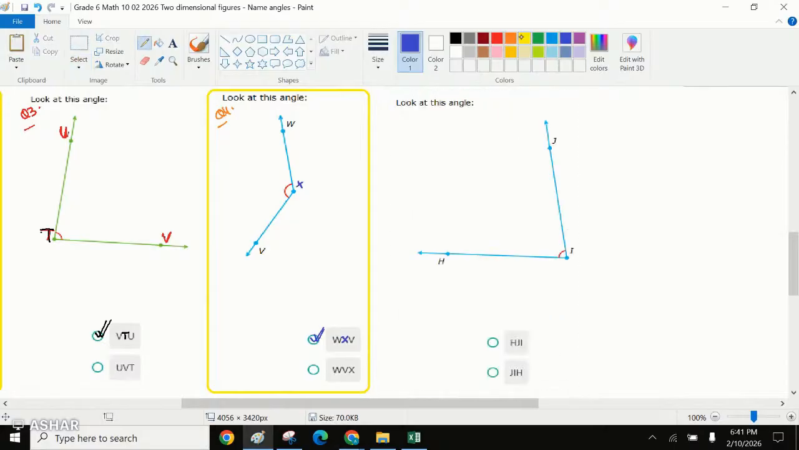For question number 5, it says we have two options given to us. We have HJI and JIH. What is the common point? Osman, what is the common point? This is HJI or JIH. So what is the common point we have? Yes, I is the common point. And we look at which one has I. We write the I, okay?